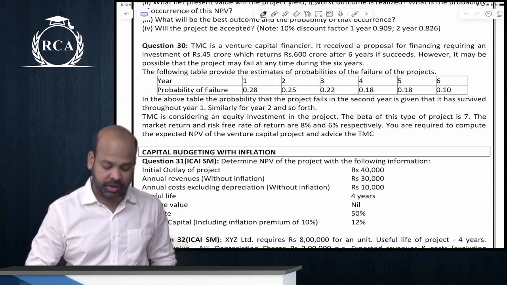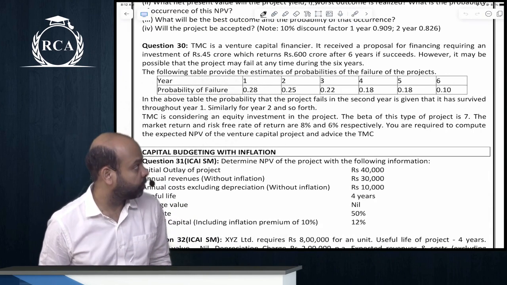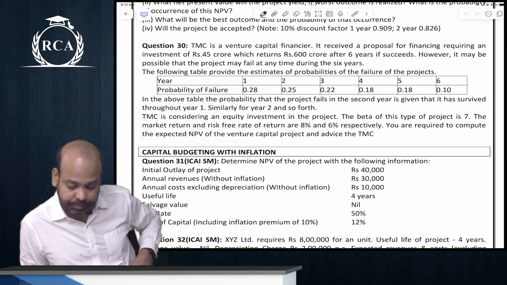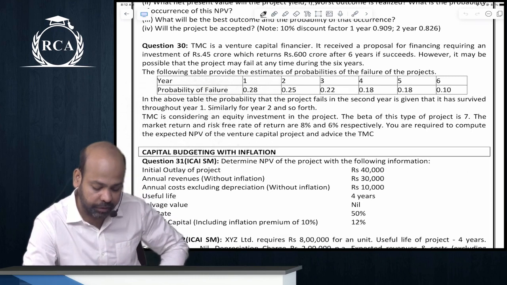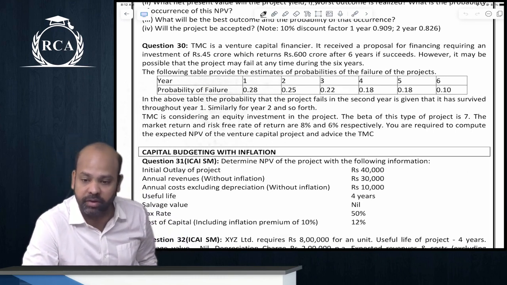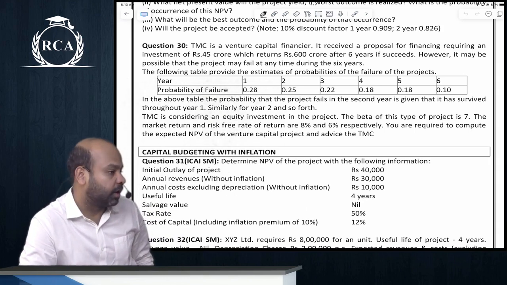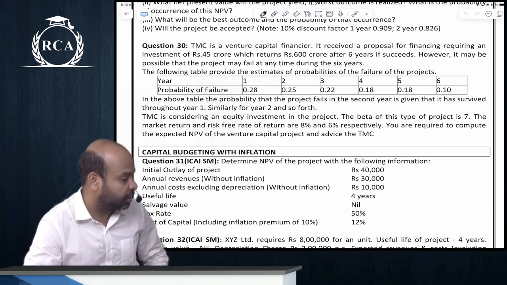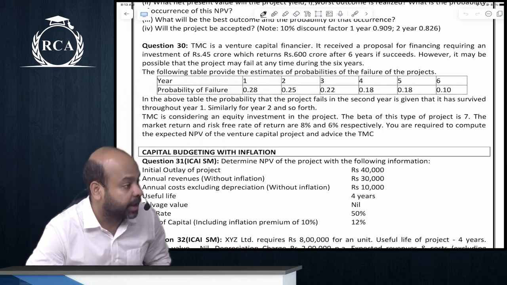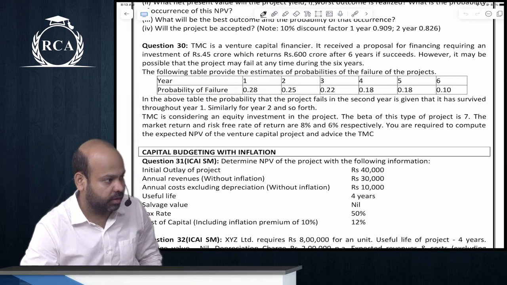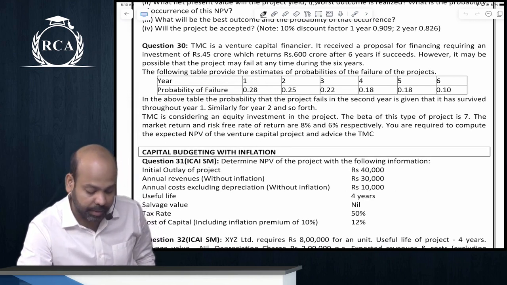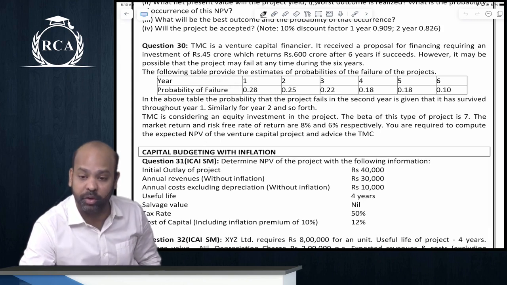TMC is a venture capital financer. It received a proposal for financing requiring an investment of 45 crores, which will return 600 crores after 6 years if it succeeds. Pretty less return as such, guys, considering the probabilities. However, it may be possible that the project may fail at any time during the 6 years.